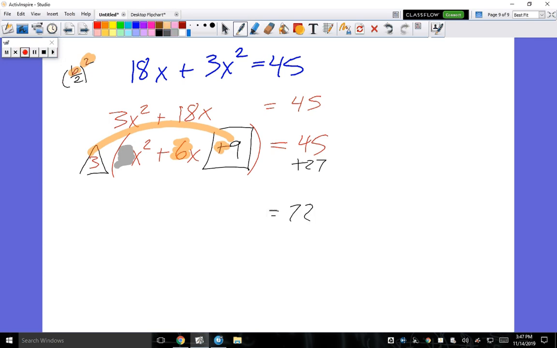The reason why I'm recording this is because of what I'm going to show you here in just a bit, because you have to know how to do this by hand. Some of you learned it in Algebra 1. Some of you, it's been a while. Square root of x squared gives me x. Square root of 9 gives me 3. I borrow the first sign. And this 3 right here stays.